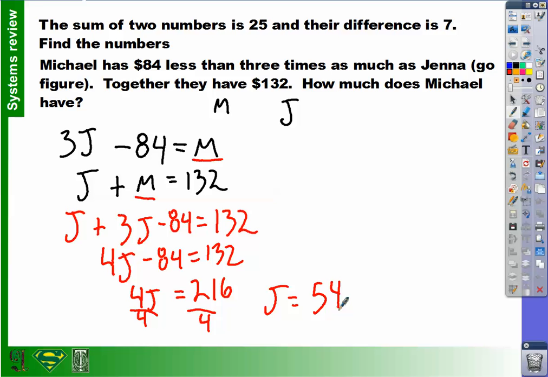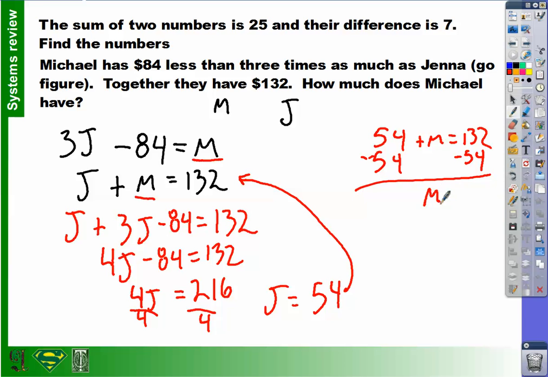I just subtracted 54 from 132. Yeah, we subtracted. But yes, we should follow the correct process. So we're going to plug this number into this equation. So we have 54 plus M is equal to 132. And as Betsy pointed out, really all we have to do is subtract 54 from both sides. And I find that Michael has 78. So this is an unrealistic problem. Yes, very much so. Are there any questions?